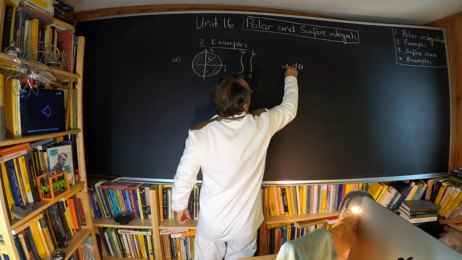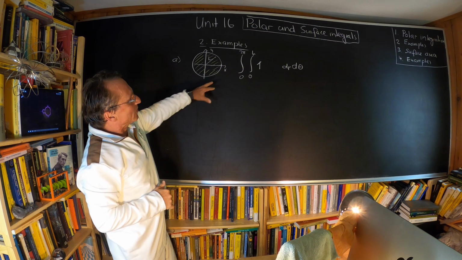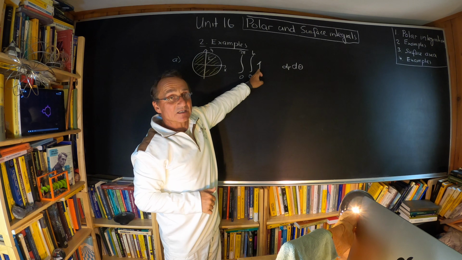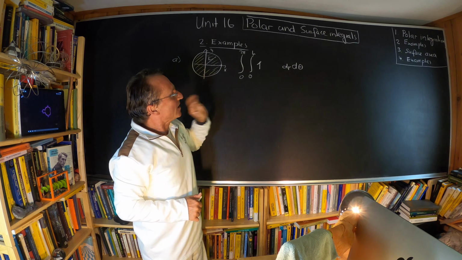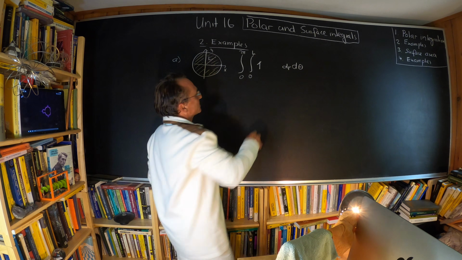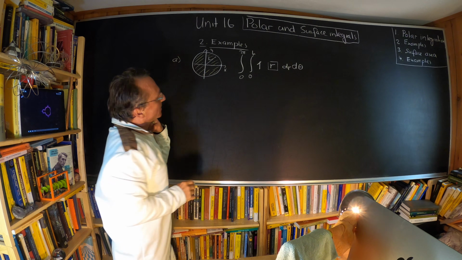Now, because we are computing the area of the circle, we integrate the function 1. That's an important thing we have already seen last time. We integrate 1, we get the area. But now, because of the new coordinates, we have an r here, this integration factor. So let's just do that.